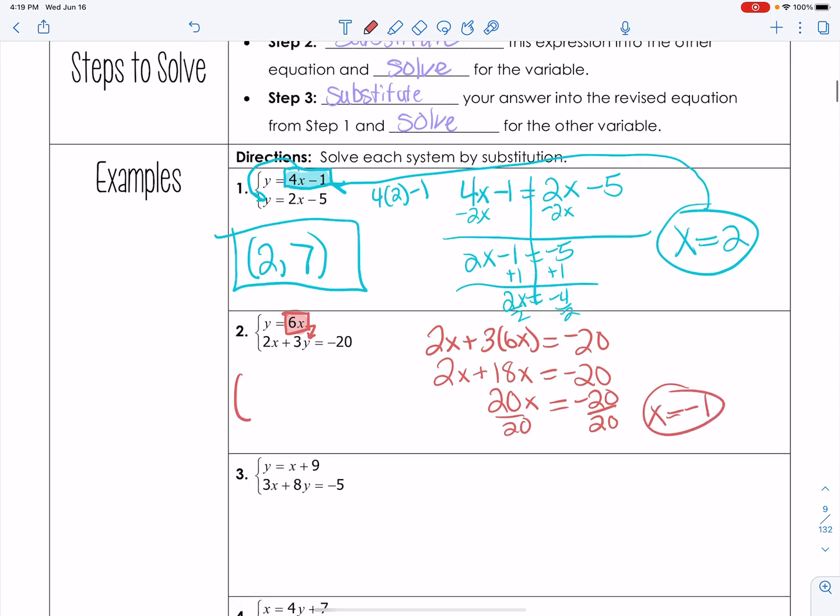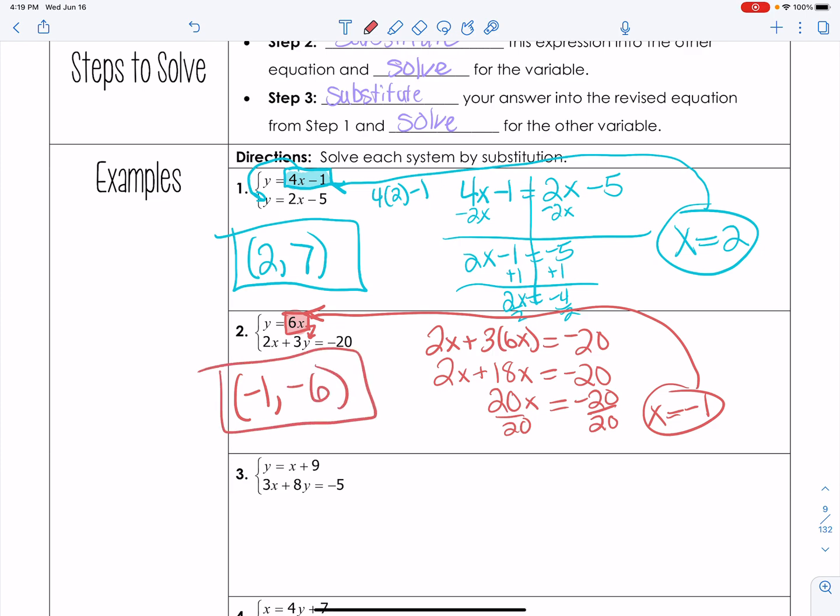So again, my answer has 2 parts. I need an x and a y. So I'm going to plug it back in, and 6 times a negative 1 is a negative 6. So that's my answer.